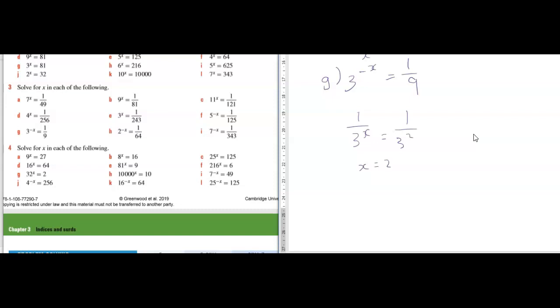Or you can say, I'll just put a line here to show that we've got a different working out. 3 to the negative x is equal to 1 over 3 squared. So 3 to the negative x is equal to 3 to the negative 2. So we've got negative x is equal to negative 2. So x is equal to 2. It might seem that the first way is a little bit easier, but we tend to work them out that way.